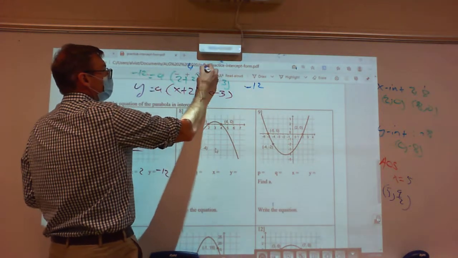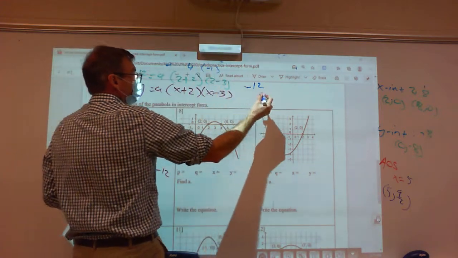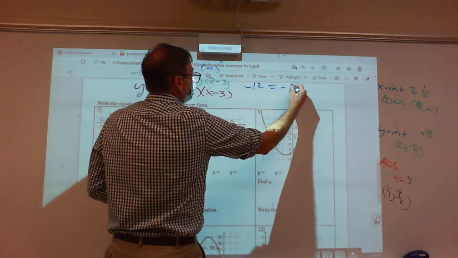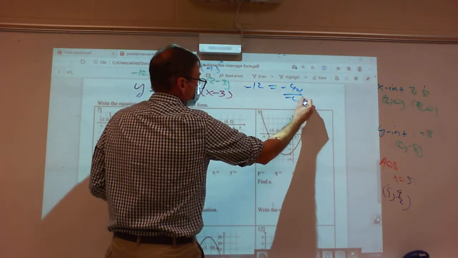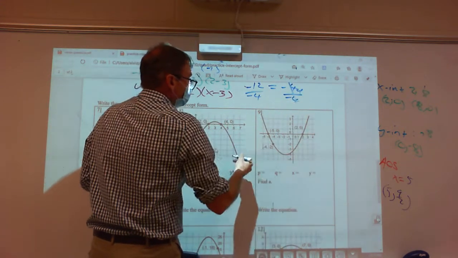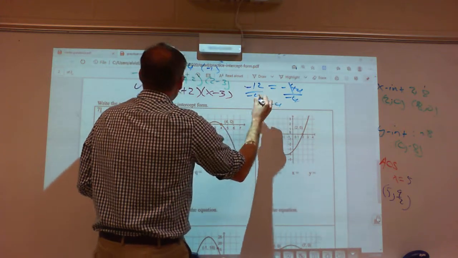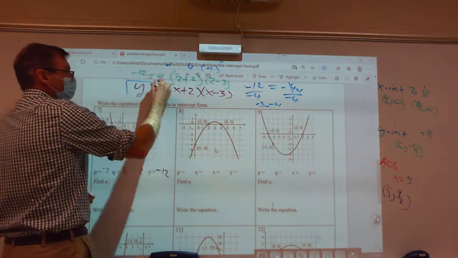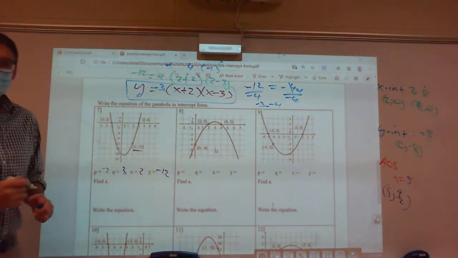And so now when I plug this in, I end up with -12 equals 4, -1, and an a. So I get -12 is equal to -4a. And now it's easy to solve. So I end up with a is equal to 3. So if a equals 3, I've got my equation.